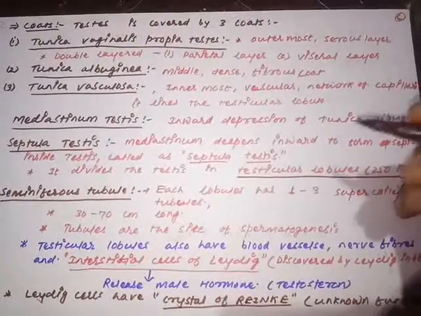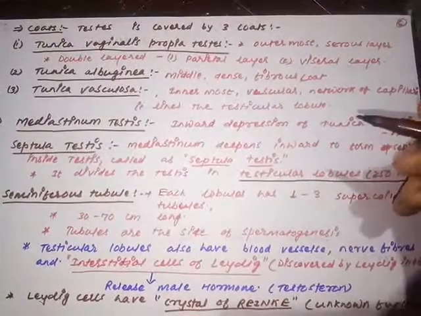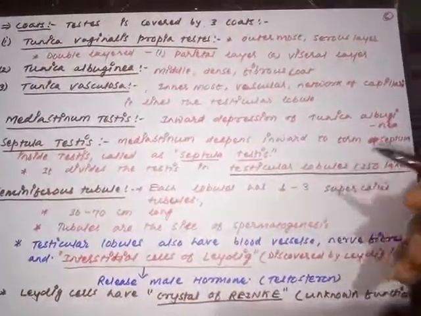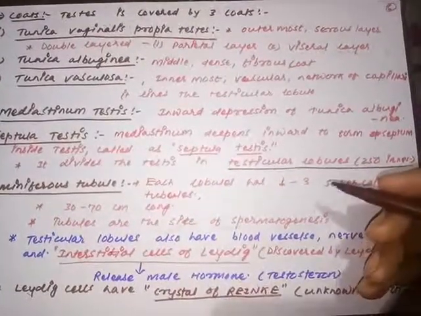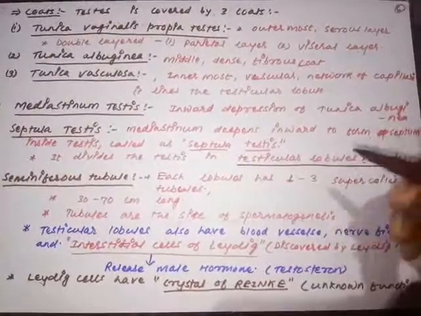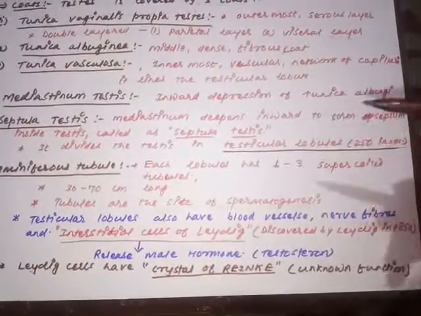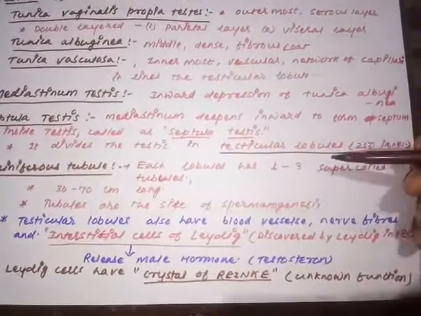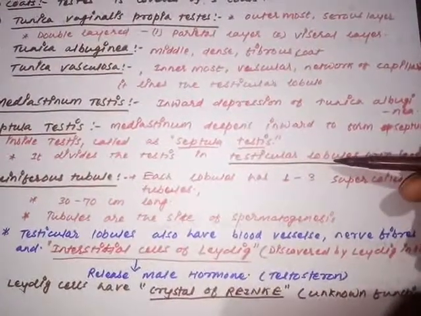Due to the arrangement of that septum, the testis appears to be divided into many chambers, many parts, and those parts are called lobules. They are the lobules of the testis, which is why they are called testicular lobules. Are you getting my point? Due to the septula testis, the testis appears to be divided into many lobes, and these lobes are called testicular lobules. Is it clear to you all?